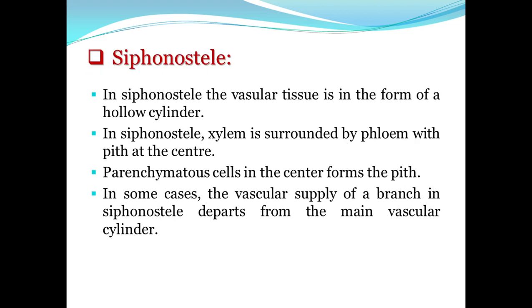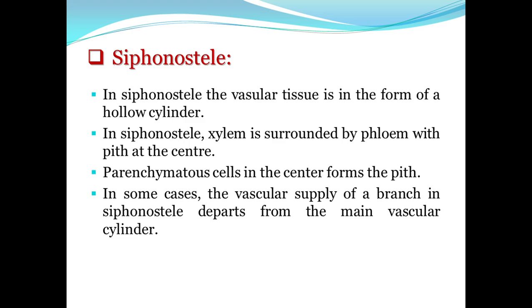Then the second main stele, siphonostele. In siphonostele, the vascular tissue is in the form of a hollow cylinder. Xylem is surrounded by the phloem, with the pith at the center. It is a more advanced type of stele. Parenchymatous cells in the center form the pith.